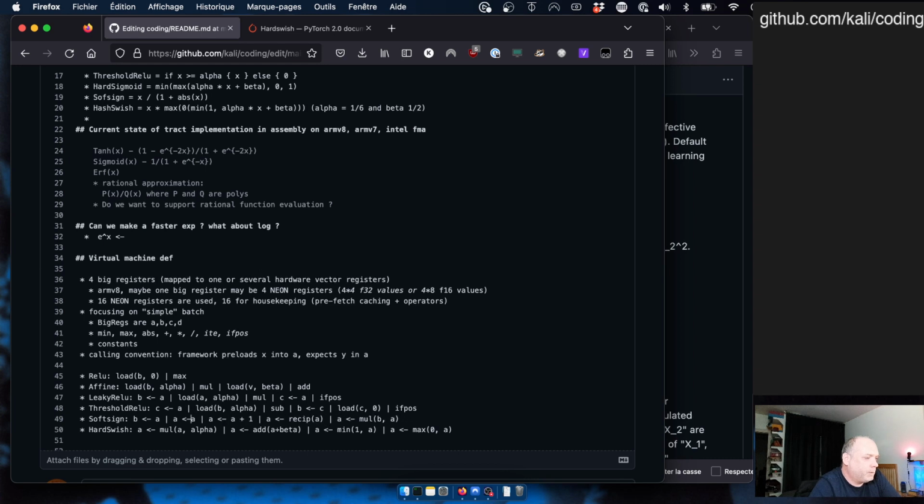Next, absolute, it's like that. So once again I will need to load 1 in B to do this one plus. Then recip will work from A to A, and in the end, I also need to multiply by x, which I must save somewhere. So I will save it in C because B is overridden there. And here I need to move C to B again and perform the multiplication.